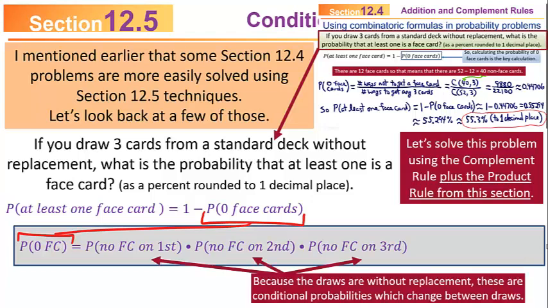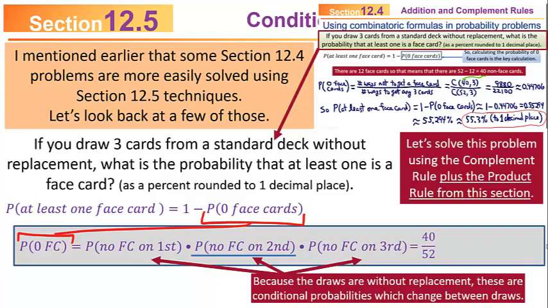But because these draws are without replacement, these are conditional probabilities, and they're going to change between draws because you're not putting the card back in. So keep that in mind. What is the probability of not getting a face card on the first card? Well, if you look back in the upper right-hand corner, you'll see that we talked about this. There are 52 cards in the deck. There are 12 face cards. There are 40 cards that are not face cards. So the probability of not getting a face card on the first draw is simply 40 out of 52. But when we go to calculate the second probability, the probability we don't get a face card on the second draw, this is a conditional probability because we're not putting the card back in.